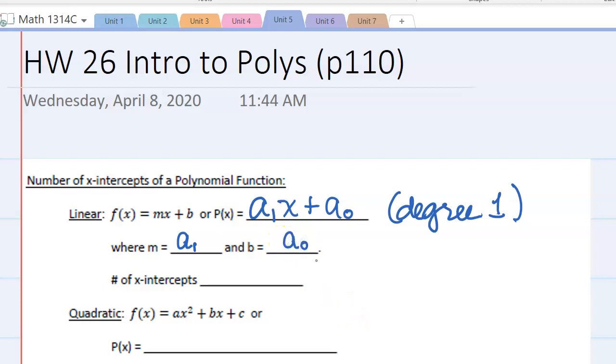And the number of x-intercepts is 1. This means that any and every line will cross the x-axis only once, as shown here.